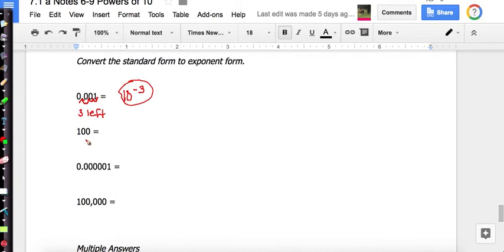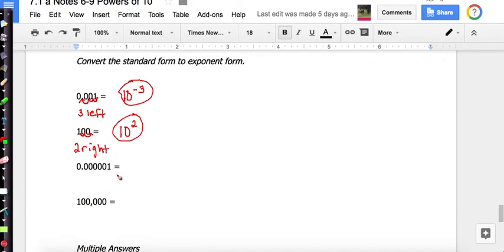Okay, the next one, find where it would be 1, so right here. This would be 1 whole right here. And now we need to figure out how many places we went. So 1, 2, till we get to the end of the number. What direction did we go? To the right, so we went 2 to the right. So should we be positive or negative? Good. We should have positive, so 10 squared.